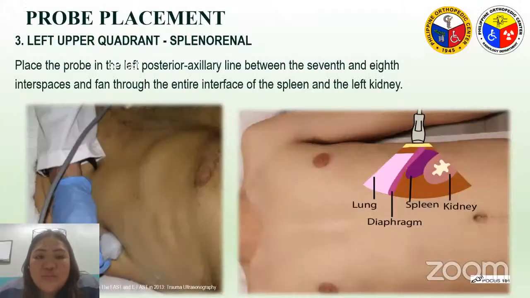This slide demonstrates where the probe should be placed when scanning the left upper quadrant splenorenal view. Place the probe in the left posterior axillary line between the 7th and 8th interspaces and fan through the entire interface of the spleen and the left kidney.